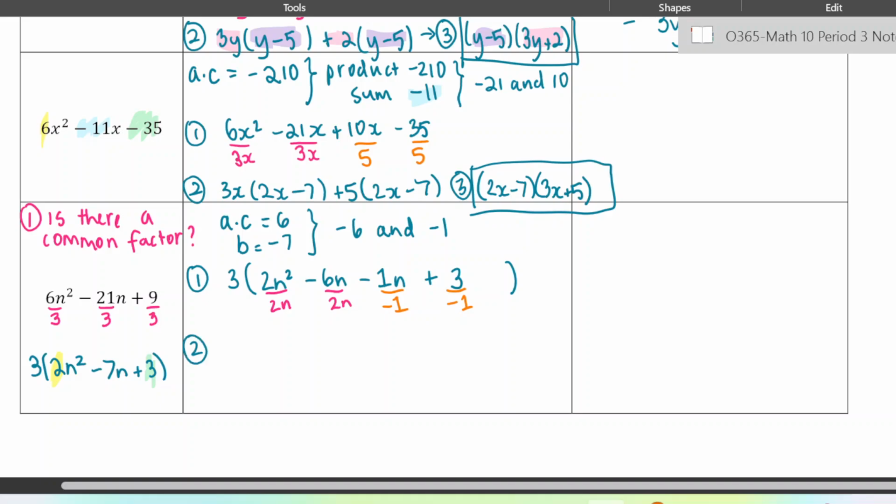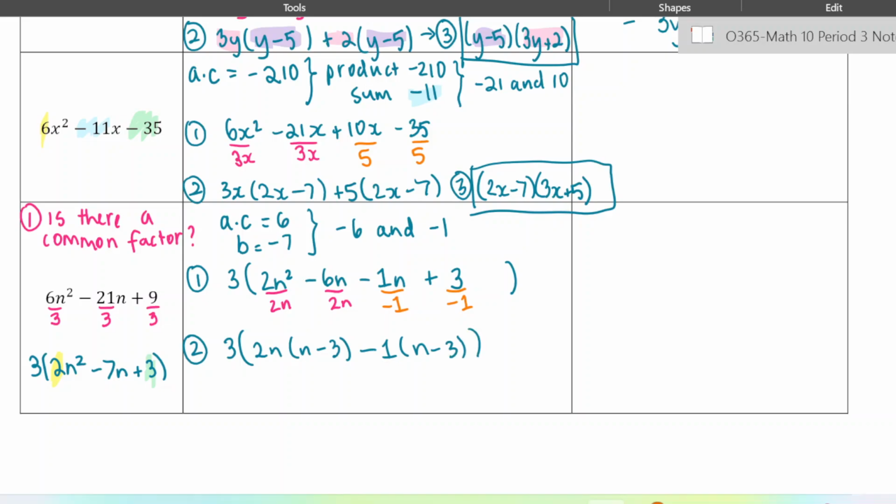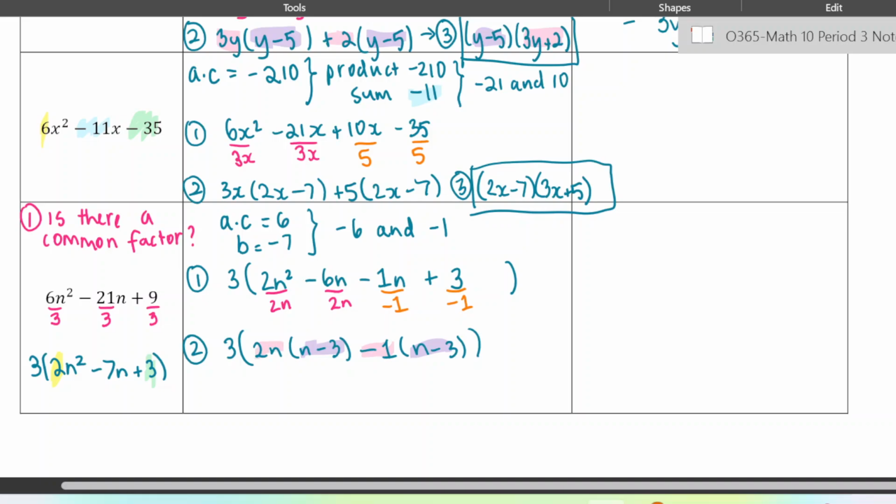Okay, and finally, here I have that 3 on the outside. So I'll have 2n minus 3 minus 1, and then n minus 3. And notice here are my matching brackets. My other factor is here, 2n minus 1. So my final answer is 3, and then n minus 3, the matching brackets, and 2n minus 1 in pink there.